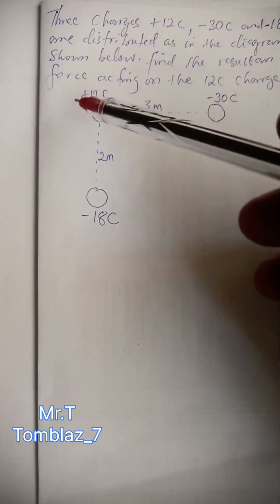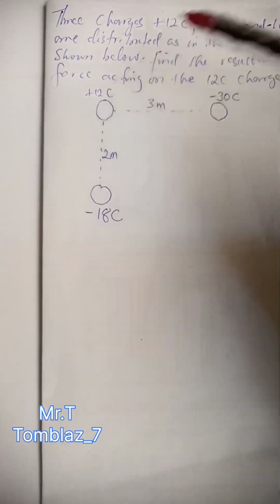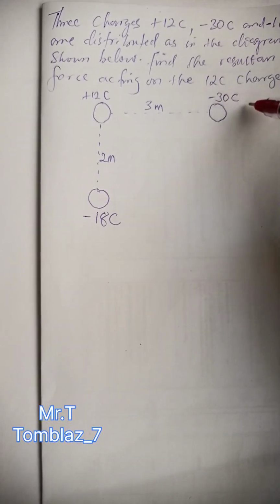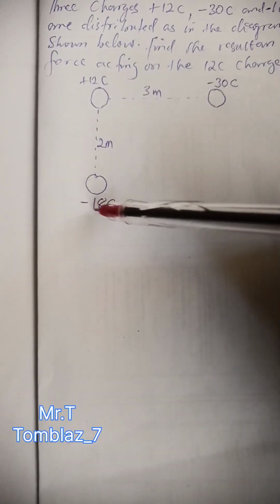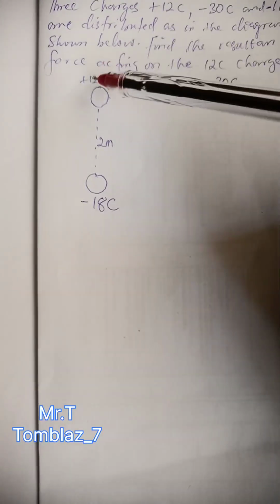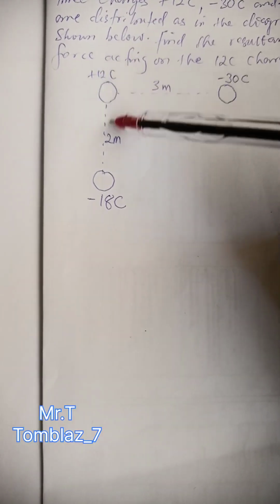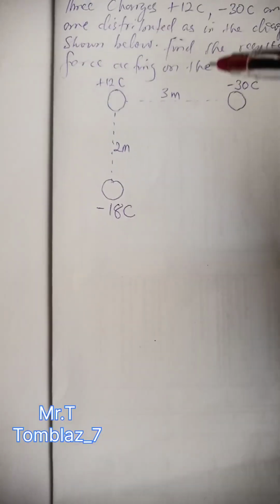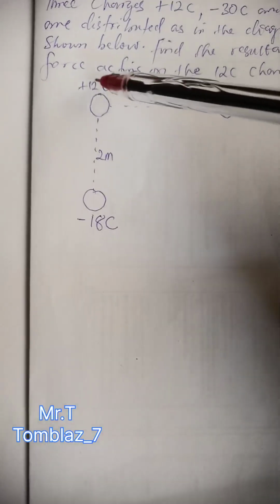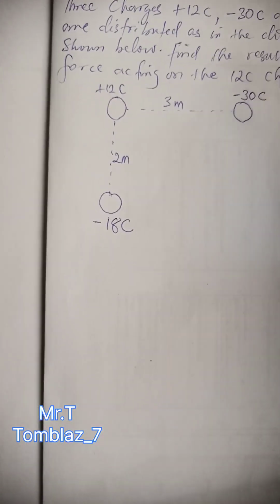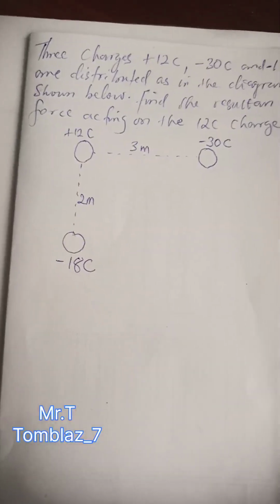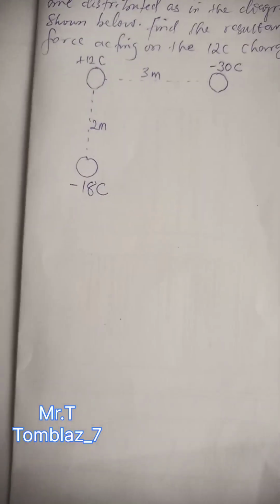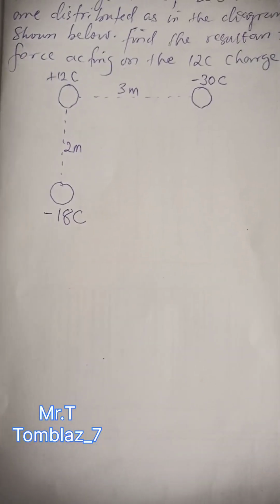We have the plus 12 coulomb charge here, and then we have the minus 30 coulomb charge here, then we have the minus 18 coulomb charge here. The distance separating the 12 coulomb charge and the minus 18 coulomb charge is 2 meters, and the distance separating the 12 coulomb charge and the minus 30 coulomb charge is 3 meters. So we are supposed to calculate the forces that will exist between them.